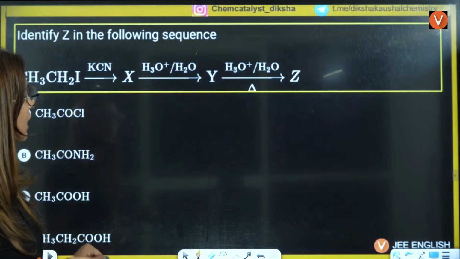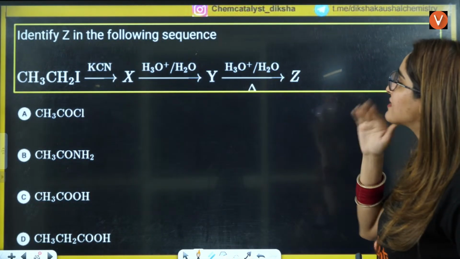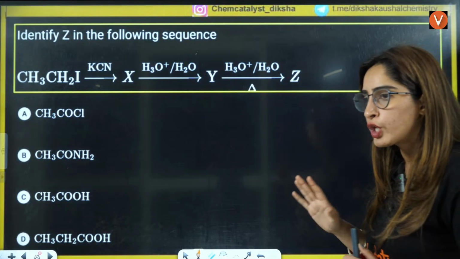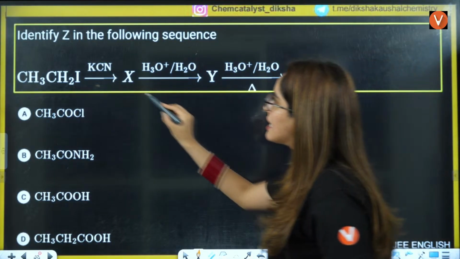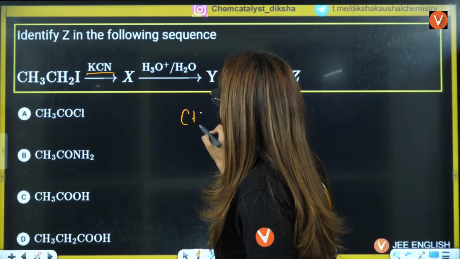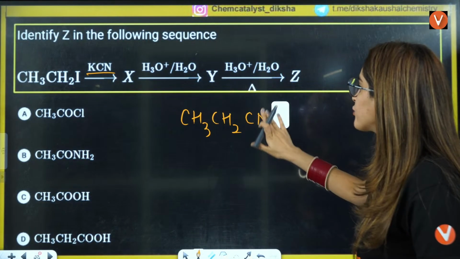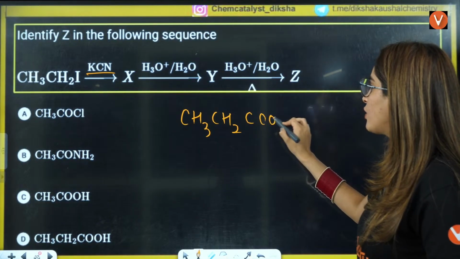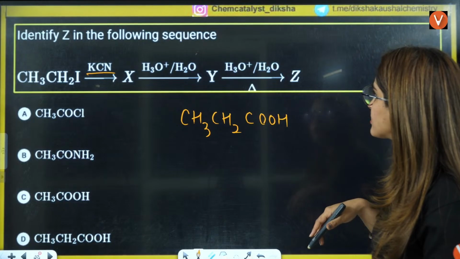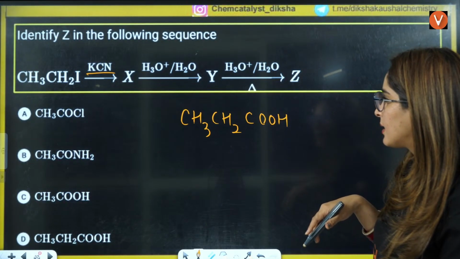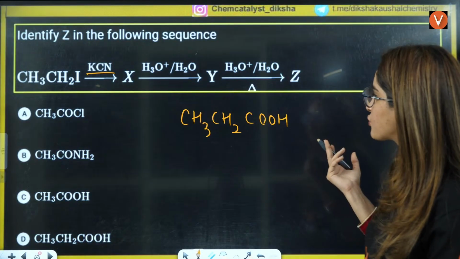Next sequence is: identify Z in the following sequence. So again, first is KCN. So what will happen? CH3CH2CN. Then you do hydrolysis. This will be converted to COOH. After that, again you do the hydrolysis. Again, hydrolysis, this will be converted to CH3CH2.